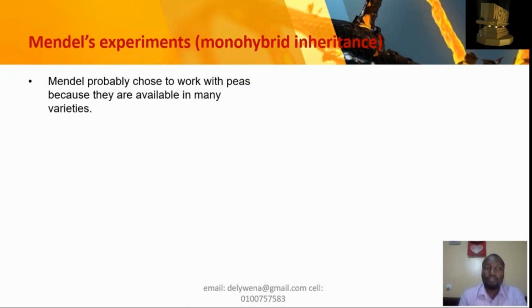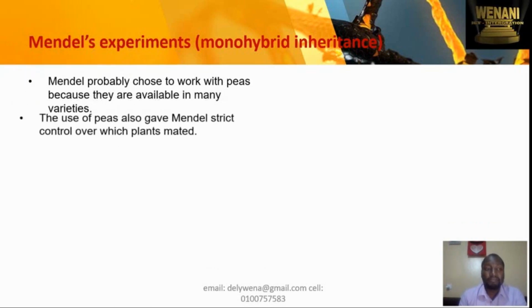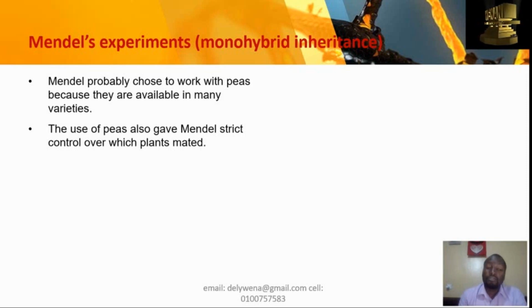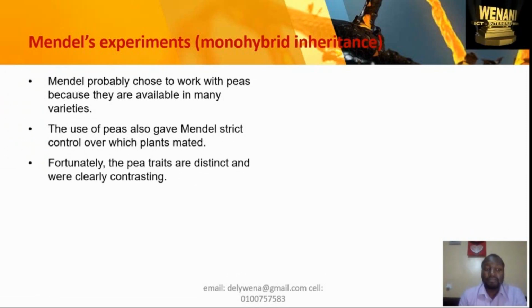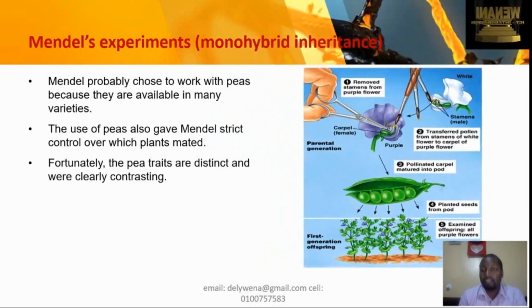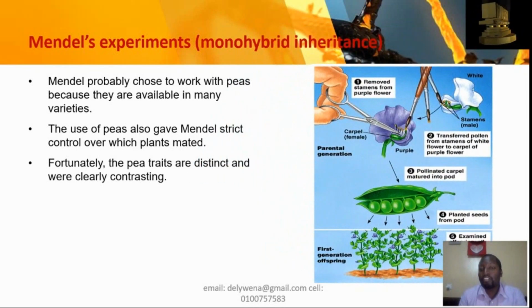Mendel, as I said earlier, worked with peas, and here are some reasons why he did that. One is because they were available in many varieties. Also, when he used these peas, they gave Mendel strict control. He was able to control which plants mated. And also, fortunately for him, the pea traits are distinct and clearly contrasting. So you can see there, that is what he used to do.